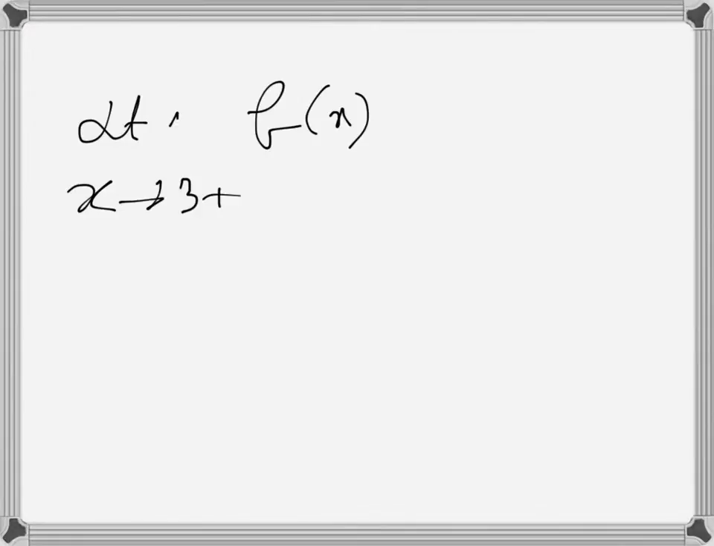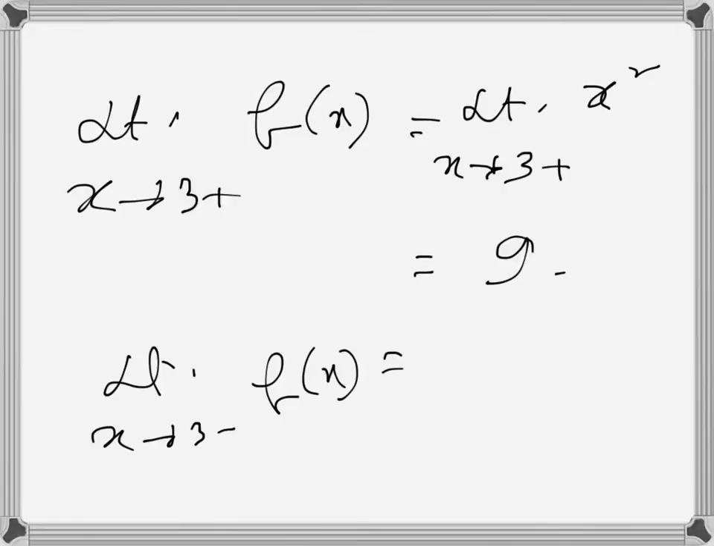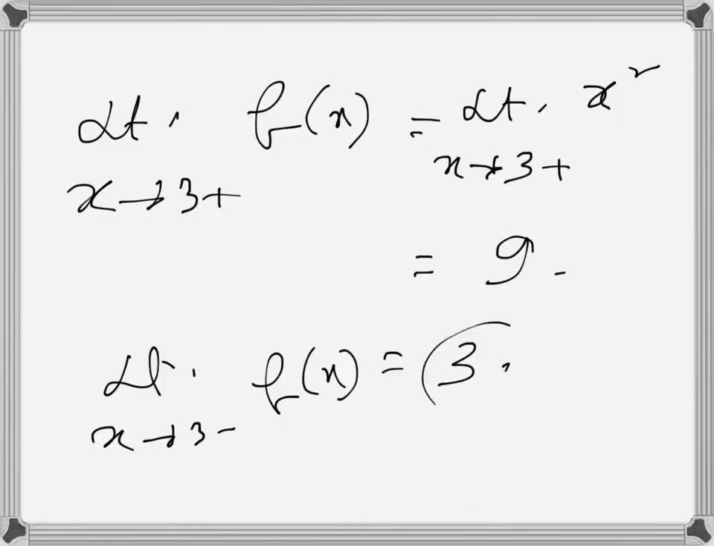So if we want to find limit, let's say x tends to 3 plus f(x), we have to choose here x square because it's from the right, so that will become 9 here. And if it were limit x tends to 3 minus f(x), then we would have to choose the middle one, because this is minus, so that would be 3. So that would be the value. So this is how we should use the plus and minus after alpha, like that.